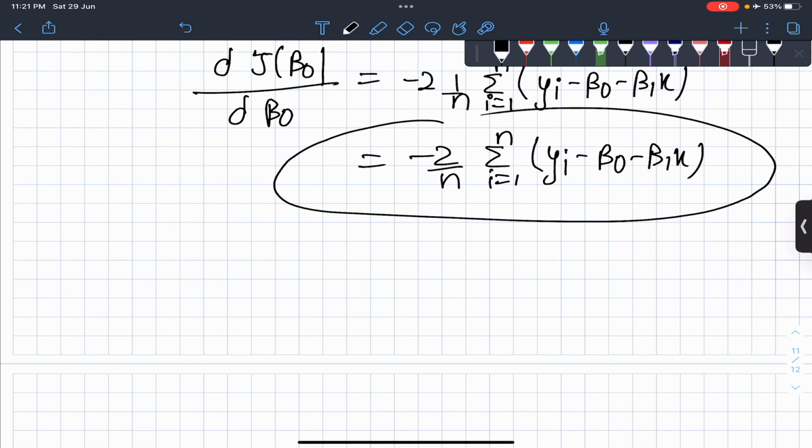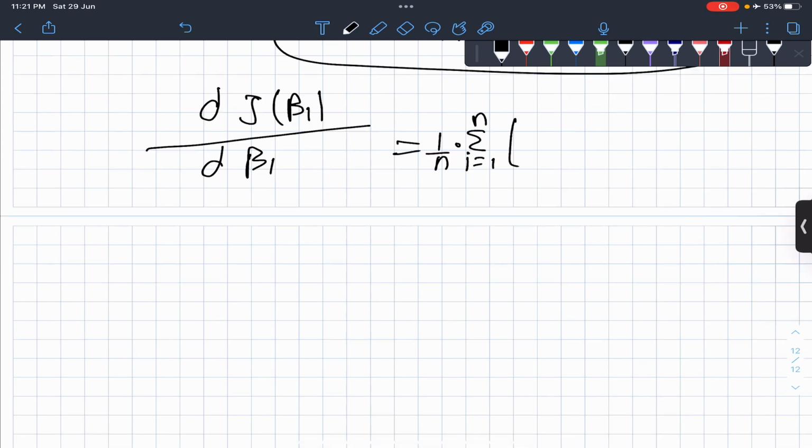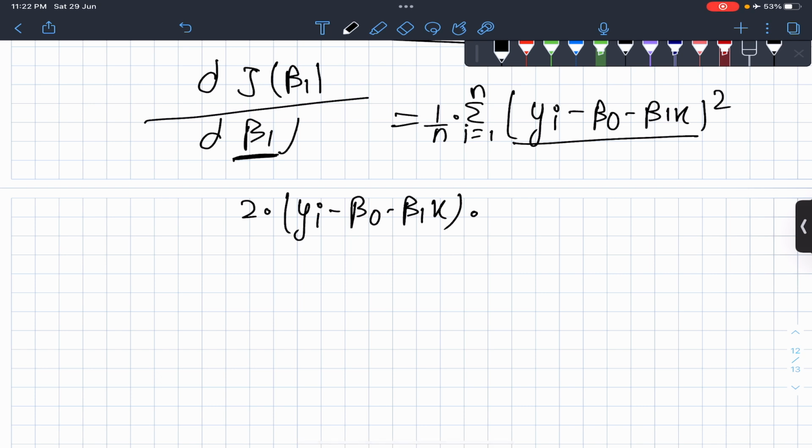Now for the same, what we will do quickly is take our power 2 to the front of the function, (y_i minus beta 0 minus beta 1x), into the derivative of it. Now we have to get the derivative. For which parameter is our J of beta 1 changing? For beta 1. Now this part is actually constant for it.